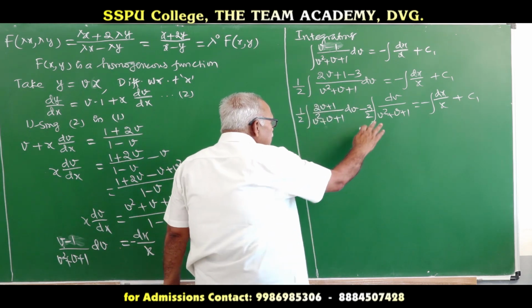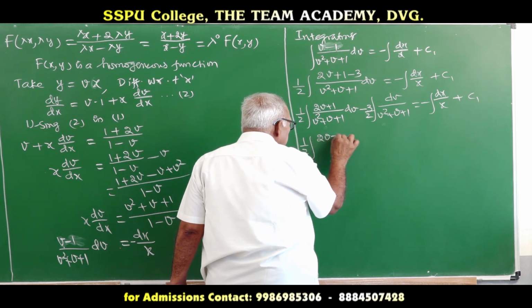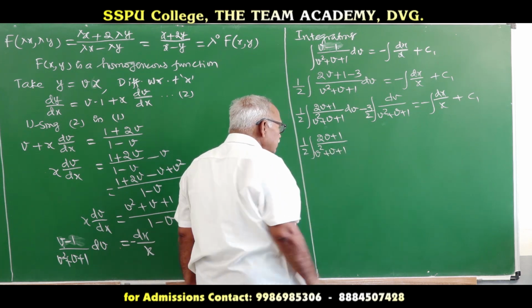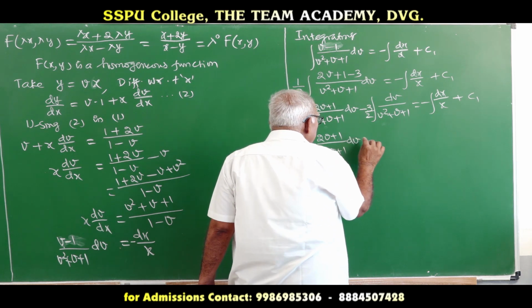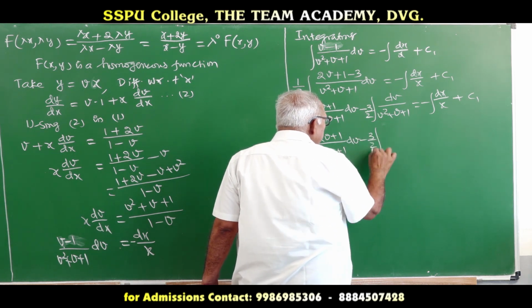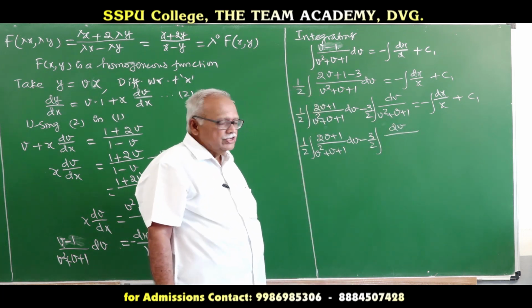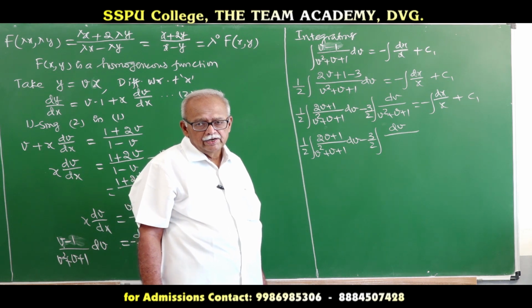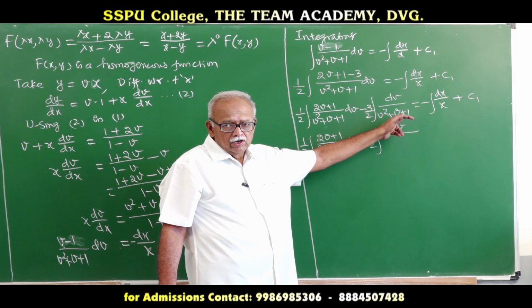Now, this one, how will you integrate? 1 by 2 into 2v plus 1 over v square plus v plus 1 dv minus 3 by 2 into, see here we have to do completing the square. v square plus v plus 1 is a quadratic, so completing the square. What is the completing square? See, we need 1 by 4 for this.